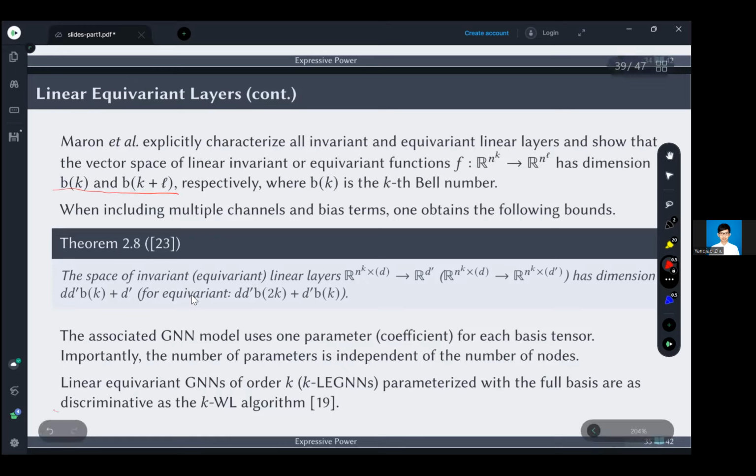Yeah, and also the results show that this kind of construction will give you fully equivalent expressive power to the k-dimensional WL test. So this basically means that this is another way you can build a higher-order graph neural network model, just by multiplying several linear layers.